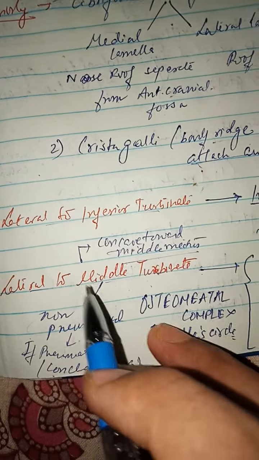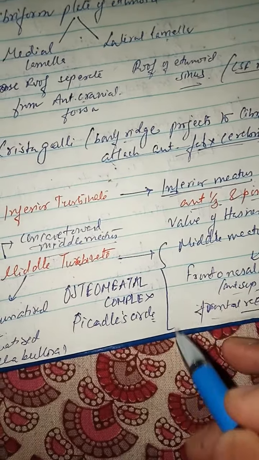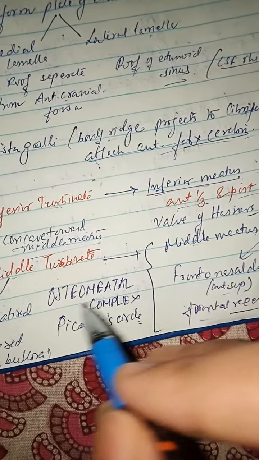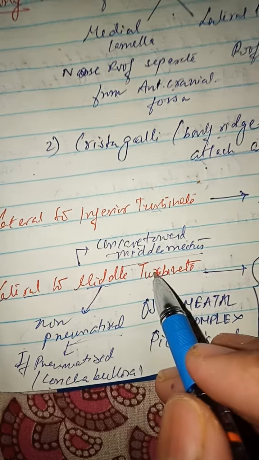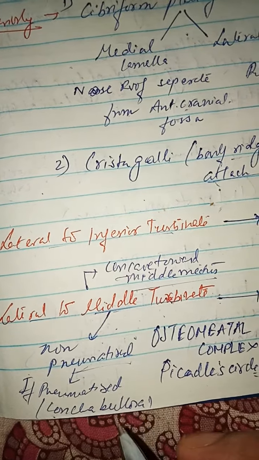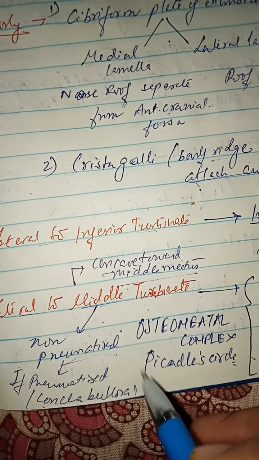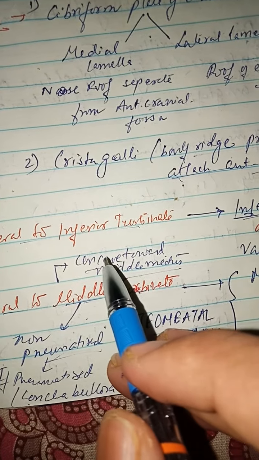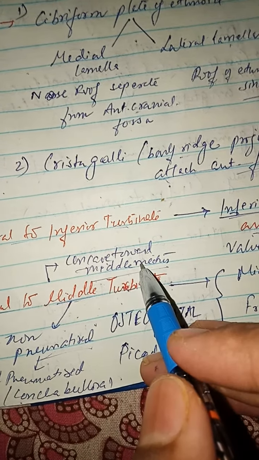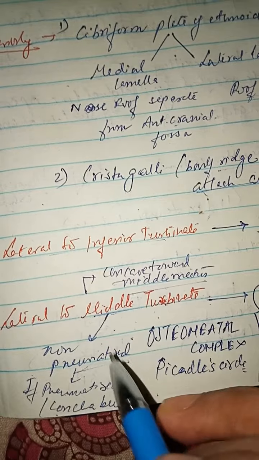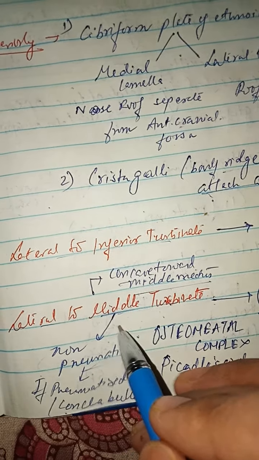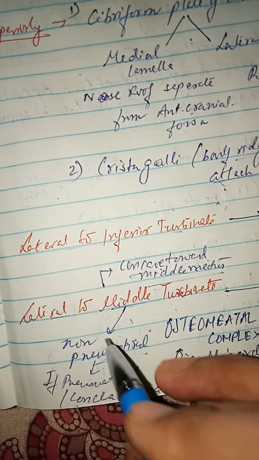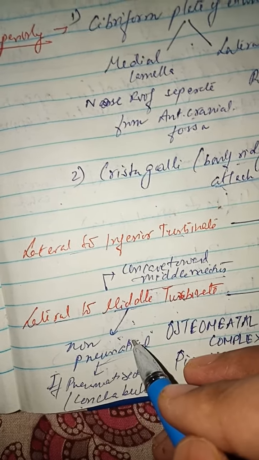Together, these structures form the osteomeatal complex. The middle turbinate is a non-pneumatized bone. If the middle turbinate is pneumatized, it is known as concha bullosa. In concha bullosa there is a convexity towards the middle meatus, and if there is a concha bullosa, then there is a chance of sinusitis.